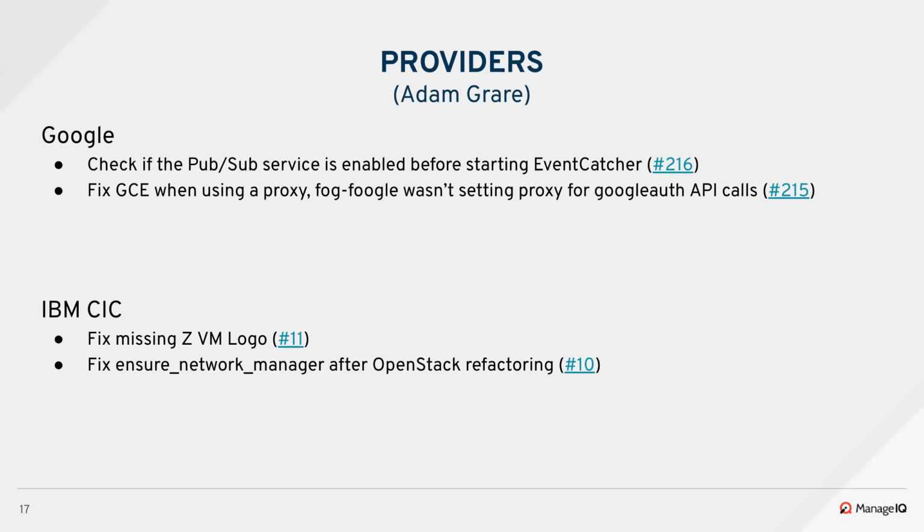Basically, we're just setting the proxy information for that gem specifically while we're working on a longer term fix for Fog Google. For IBM Cloud Information Center, they added a missing logo for the VMs. The VM logo was previously missing since it was a different name than the IBM CIC EMS type. They're calling it IBM ZVM. So got a logo added for that.